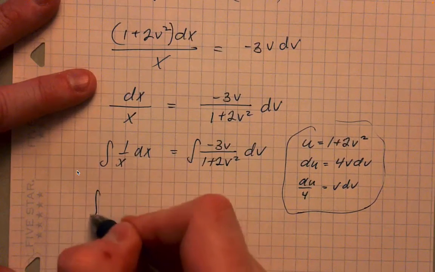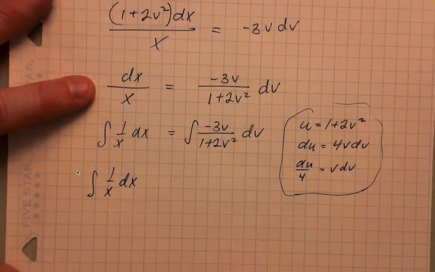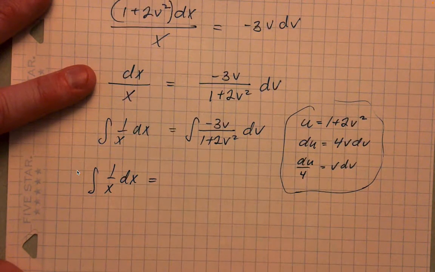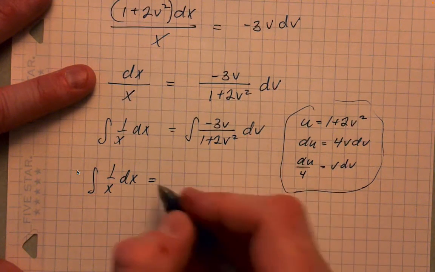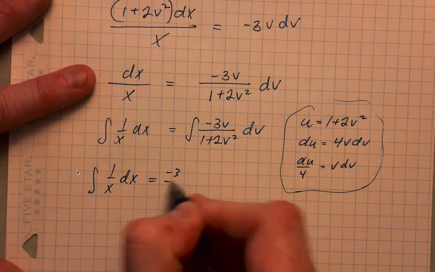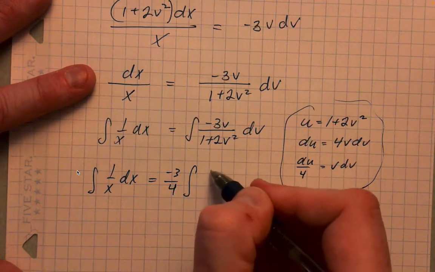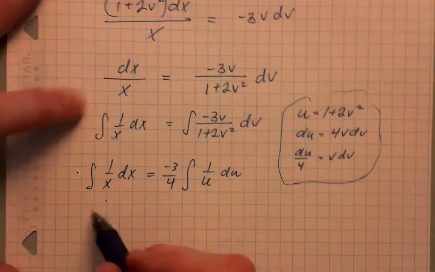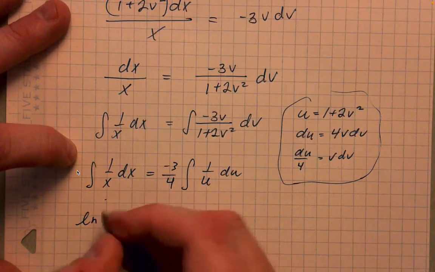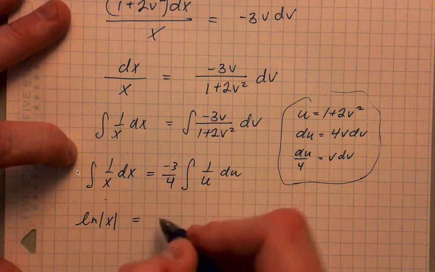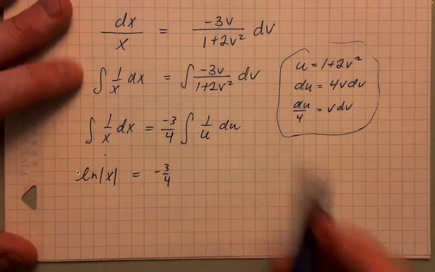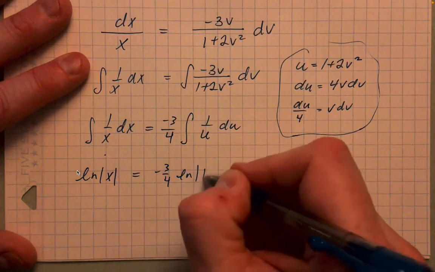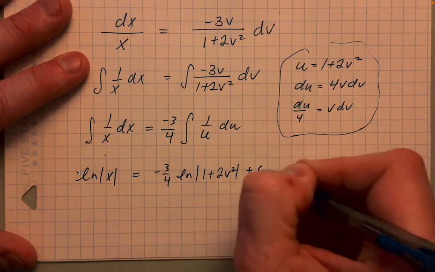And so let's rewrite it with the substitution in place. Yes, this would be negative 3 over 4 times the integral of 1 over u du. Okay, and so that means this is the natural log of the absolute value of x, and that's equal to negative 3/4 times the natural log of u, which is 1 plus 2v squared. And we'll throw the constant in there.